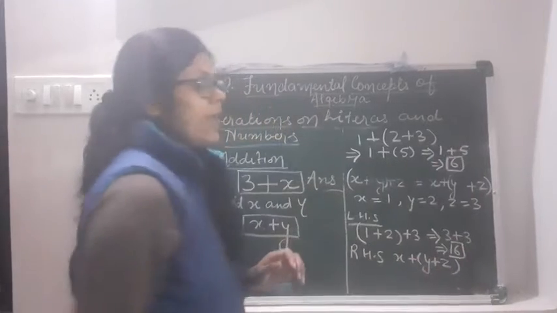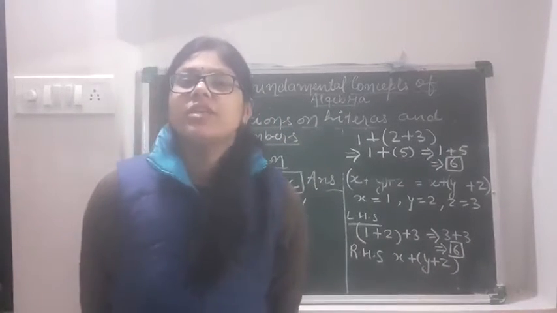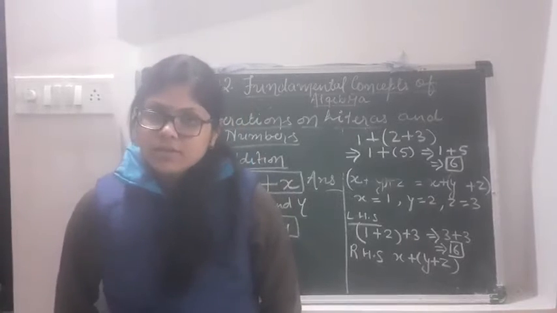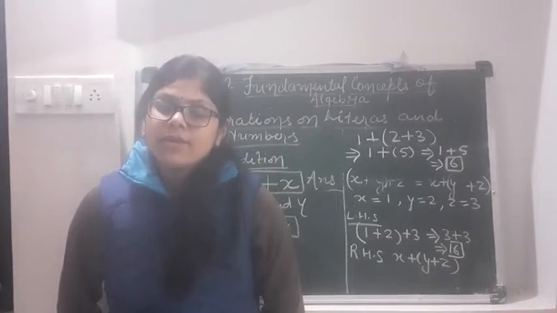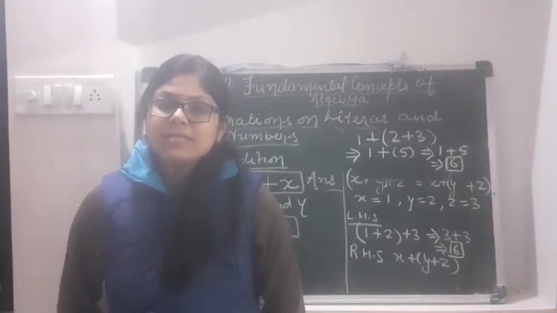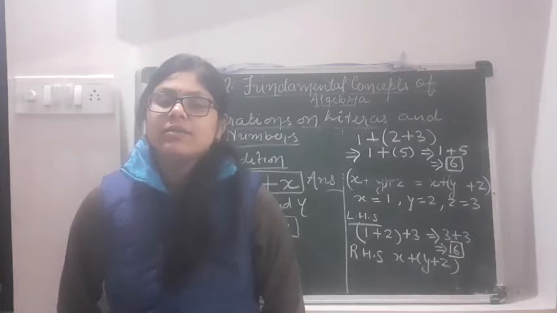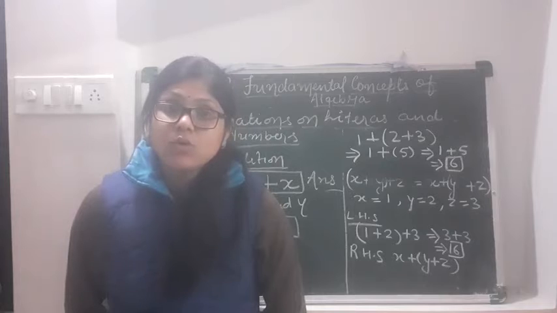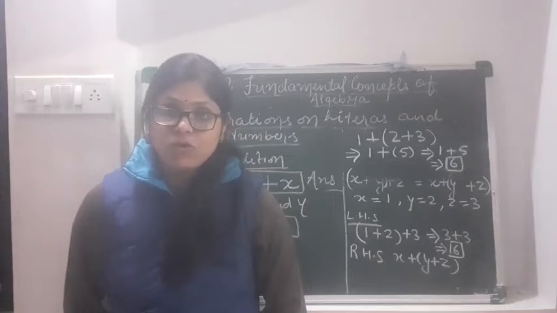So what we see here is, either you do x plus y in bracket first and then add z, then your answer is coming 6, or you do x plus y plus z with the bracket on the other side, then your answer is also coming as 6. That means it holds the associative law.